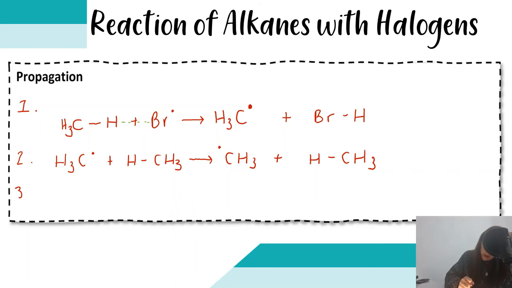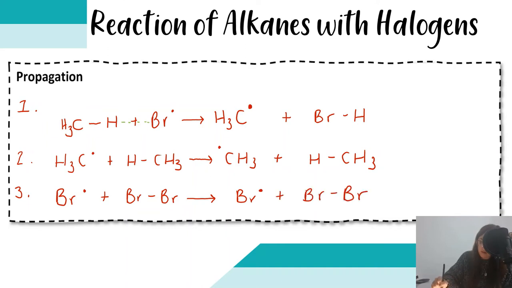And the third step would be if we had our bromine free radical and it reacted with a molecule of bromine, we would make a new bromine free radical plus a new molecule of bromine. So there are always three steps in the propagation reactions.